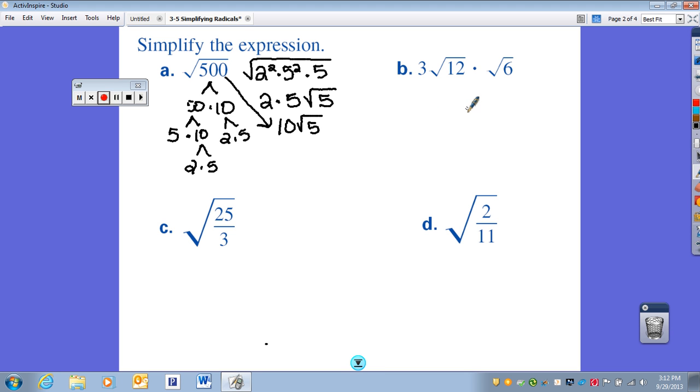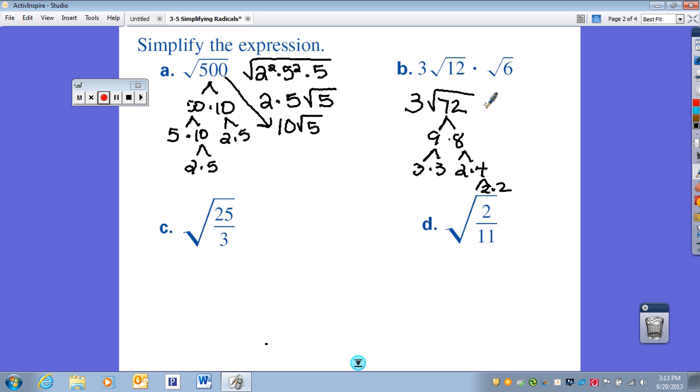Now in letter B, we're going to use the product property, which says that we can multiply radicals together, and then we can multiply the numbers out front, or the coefficients, together. So the number out front of the root of 6 is 1, so 3 times 1 would be 3. And 12 times 6, both of those are radicals, so they can be multiplied together, and that would be 72. We're going to make a factor tree for 72, which would be 9 times 8. And then we continue simplifying. 9 would be 3 times 3. 8 as 2 times 4, and 2 times 2.